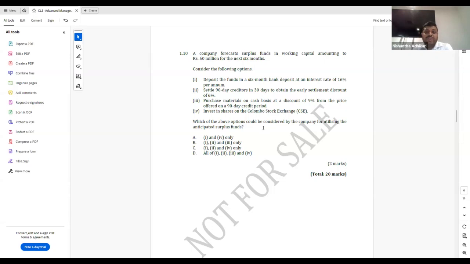Therefore, which of the above options could be considered by the company for utilizing the anticipated surplus fund? If you have a surplus fund in the short term, you can use those options to invest. Therefore, this is the correct answer: all of 1, 2, 3, and 4. Those are the options, because it is a short-term investment opportunity when you have surplus cash. Right, that is the end of the first section.